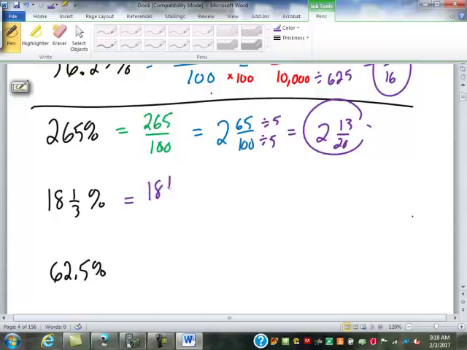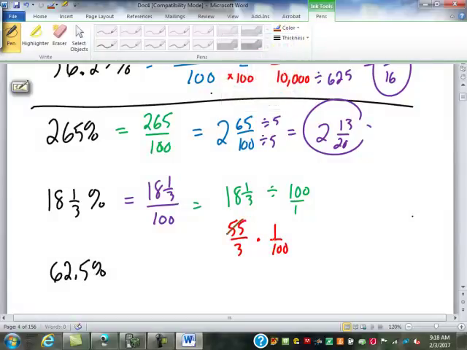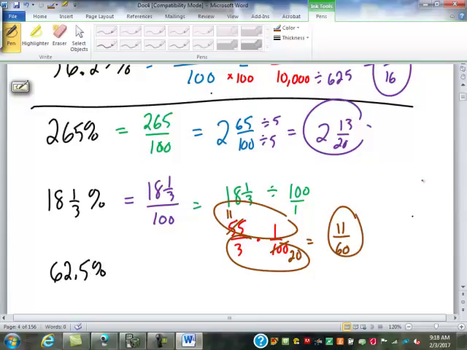Okay. 18 1/3% is 18 1/3 over 100. I would do 18 1/3 divided by 100. Make that 100 over 1. This is 55 thirds times 1 over 100. Cross cancel 55 and 100. Dividing by 5 gives me 20 and 11. 11 times 1 is 11. 3 times 20 is 60. So 11/60ths. Any questions on that one?